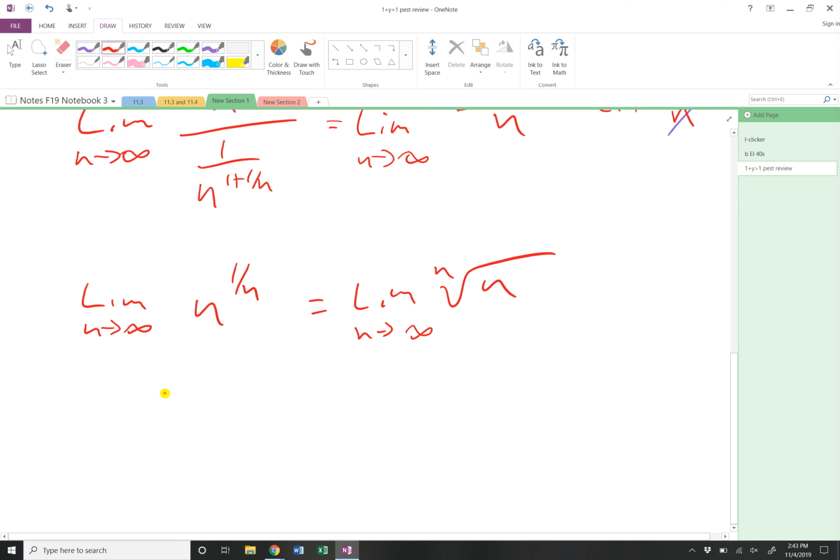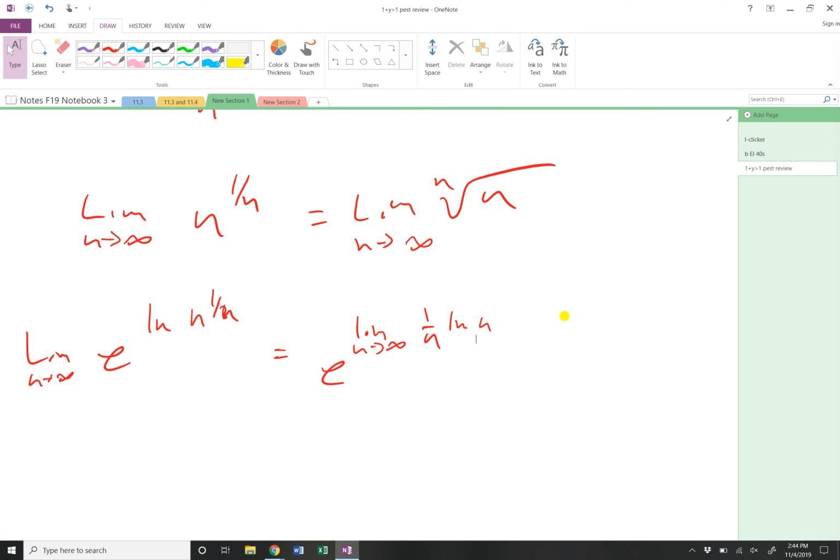So we use our natural log trick here. We're going to rewrite this as e to the natural log. Well, let's pull the limit out. And then we can use our natural log rules, and moving the limit inside using limit rules. So 1 over n natural log of n. And here, let's rewrite that: e to the limit as n goes to infinity of the natural log of n over n.